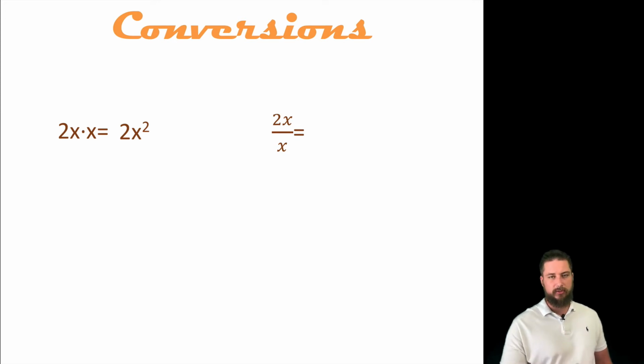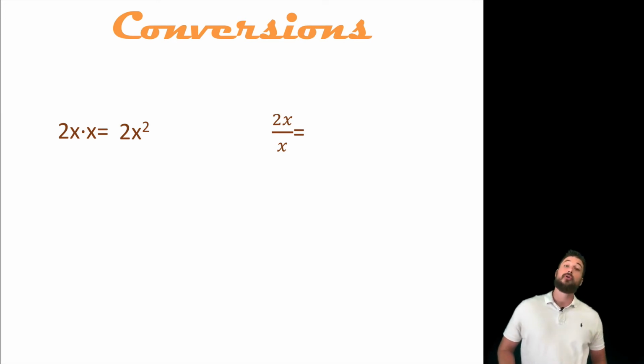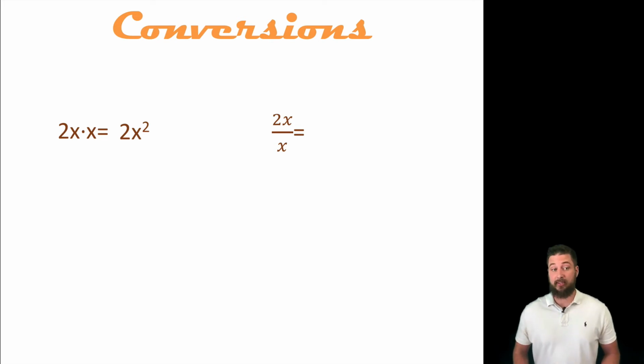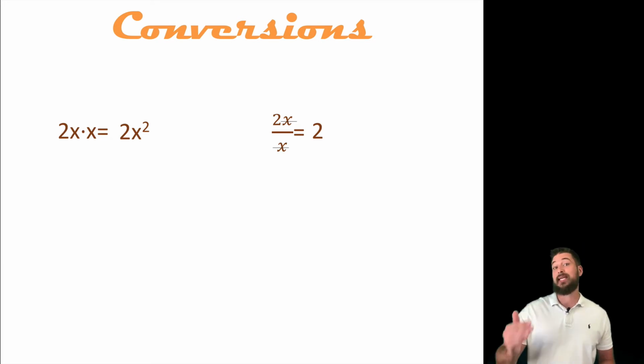So in this situation, the x's do not cancel out. However, 2x divided by x, they actually do cancel out. So we can cancel out those x's, and what we're ending up with is 2. And so what we want to do is we want to do the same thing with units. We want to cancel the units out.